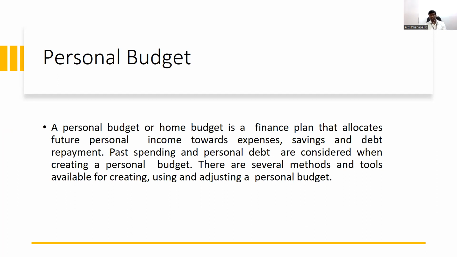Then what is a personal budget? A personal budget or home budget is a finance plan that allocates future personal income towards expenses. Take your entire family income and compare it with the total expenses in your family. It's not only about individual persons; consider how much the total expenses are and what total income you have. According to that, you decide whether you are getting surplus money or excess expenses, right?